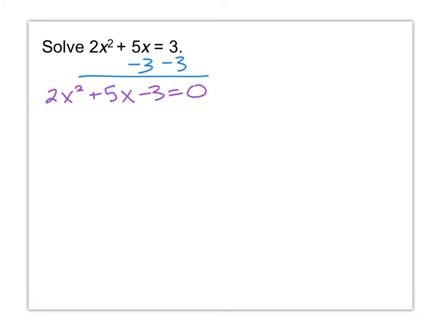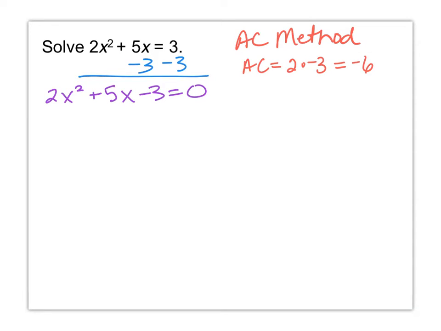Step number 2 is factor the polynomial. Now on the left side we have a trinomial. It's not a simple trinomial, so we can use the AC method. In the AC method, we are multiplying a and c together. In this case, a is equal to 2 and c is equal to negative 3. When we multiply 2 and negative 3 together, we get negative 6.